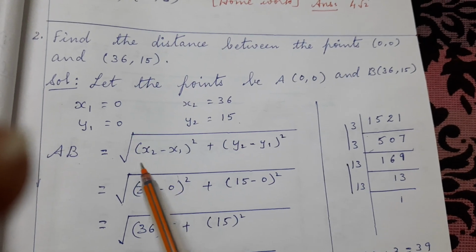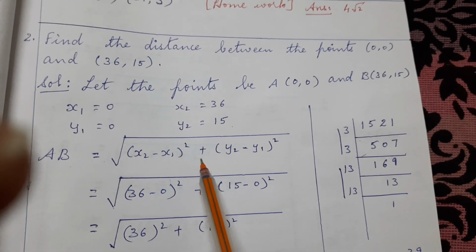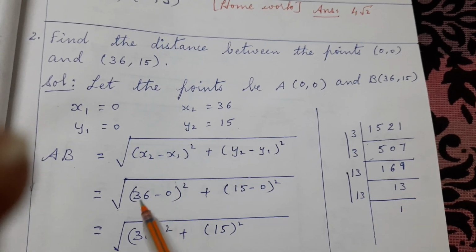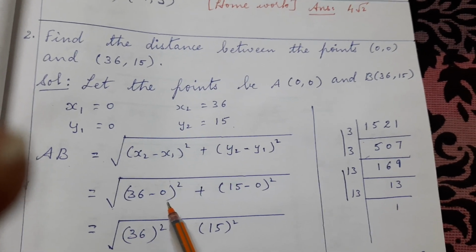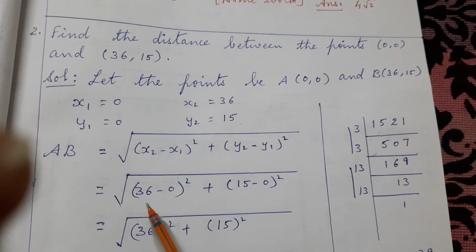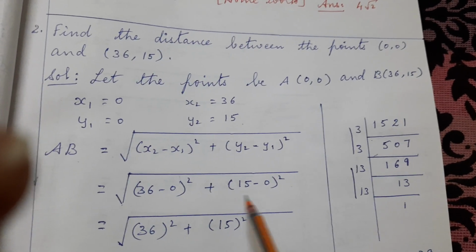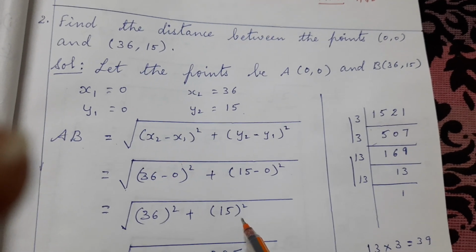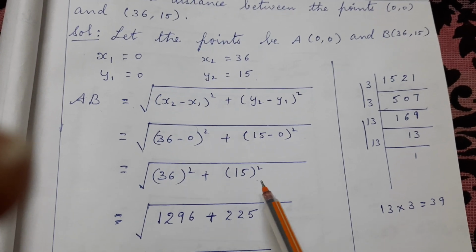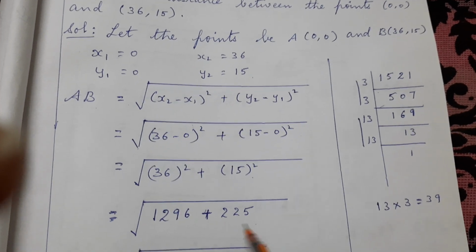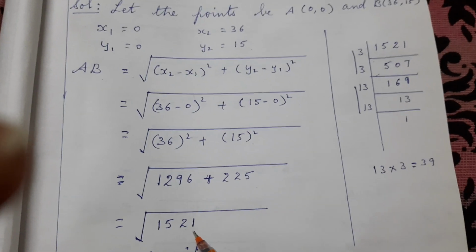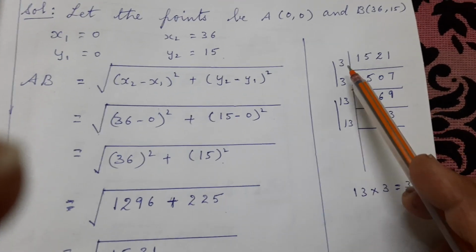AB, now listen here: root of (x2 minus x1) the whole square plus (y2 minus y1) the whole square. Now x2 is 36, so (36 minus 0) the whole square plus (15 minus 0) the whole square. So now you see here we have got x square plus y square. So 36 square plus 15 square. 36 square is 1296 plus 15 square is 225. When I add, I get root of 1521. Now we have to find the square root of 1521.